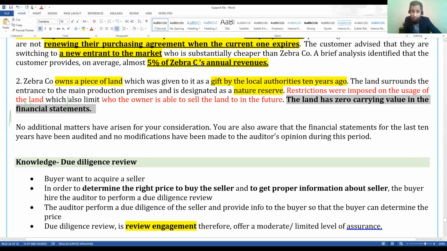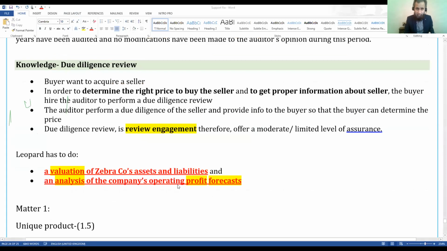Because see, who the owner is able to sell the land in future. So is there a restriction on who the owner can sell the land to in future? Now, can there be two outcomes of this? Zebra can sell land to Cheetah, number one, and Zebra cannot sell land to Cheetah, number two. Is that clear? So I think in the second case, the problem is pretty simple.